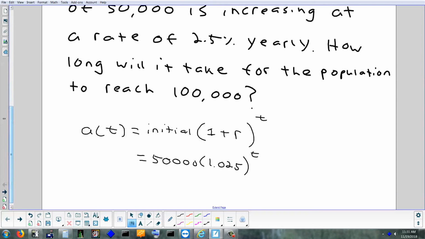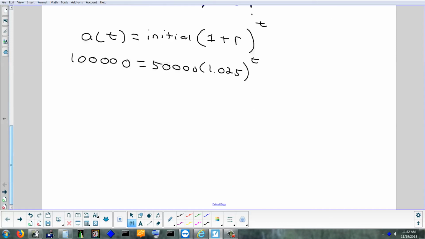1.025. And so this is my population, and they want to know when the population reaches how much? 100,000. So I'm going to plug in 100,000 for the amount. Okay, so my goal is to get t by itself.